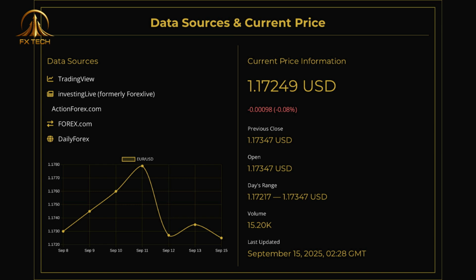On the right, you can see a detailed breakdown of the current price information, including the previous close, the opening price, the day's range, and the trading volume. This data provides a snapshot of the market's current state and will serve as the foundation for our analysis.